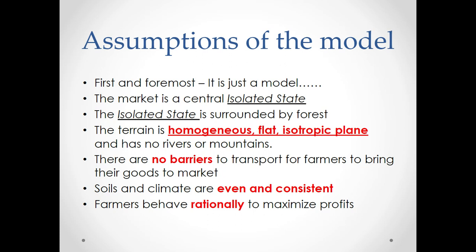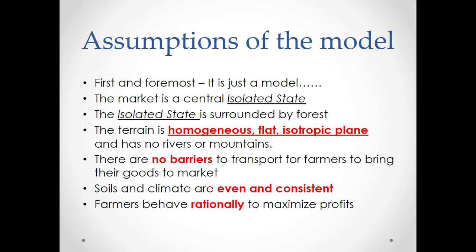The market is a central isolated state, and the isolated state is surrounded by a forest. Outside of that, the terrain is homogeneous, flat, and an isotropic plane. So it's got no rivers or mountains. Basically, in this model, there are no geographical issues surrounding the layout. So it's a perfect scenario. In a real world scenario, you would have rivers, you would have mountains, you would have some other sort of geographic barriers. But in this, there are no barriers to transport for farmers to bring their goods to market.